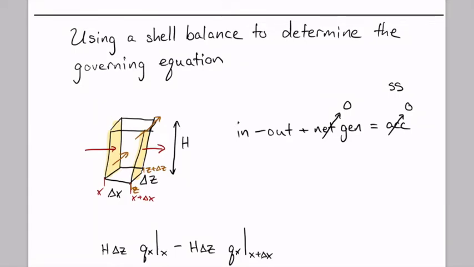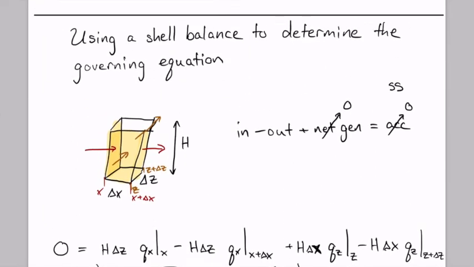We do the same for heat flow in the z direction, so we'll consider the front panel. And there we have h delta x times heat flow in the z direction at z minus the heat out the back panel. And so those are our in and out terms for the x direction. And again for the z direction. And all of this is equal to 0 because there's no accumulation in the system.